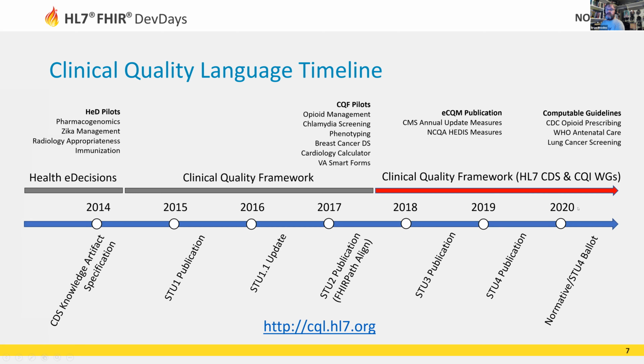The most recent ballot, that should say 5, that's a normative STU5 ballot. We passed ballot, and that is out currently for ANSI review. Pending that ANSI review, the current CQL specification will be published normative.